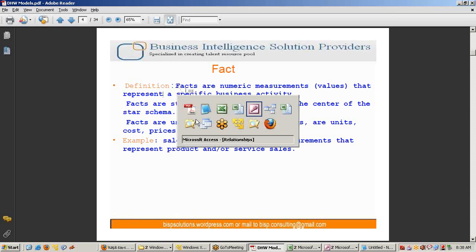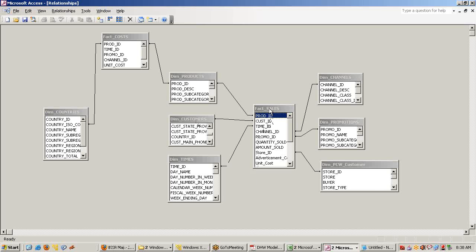Let's see an example of a fact. This is one of my models. I've got two fact tables. We'll take this model and go step by step to analyze it, correlate it with the business requirements, and finally build our solution.